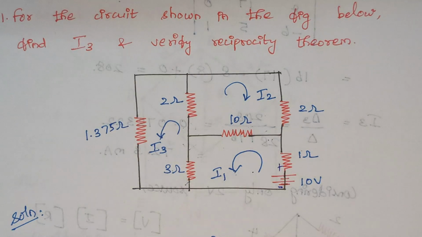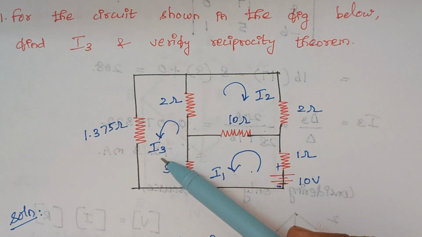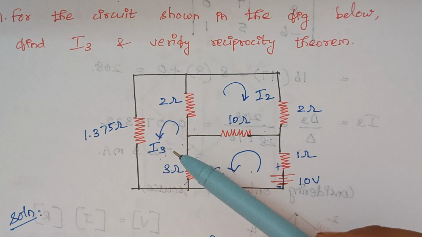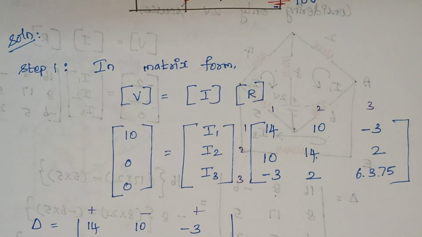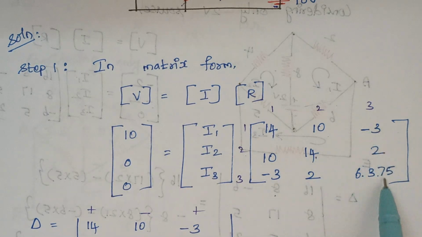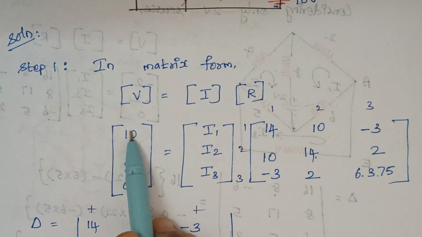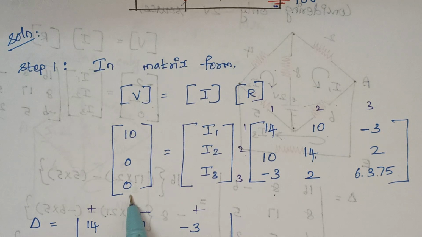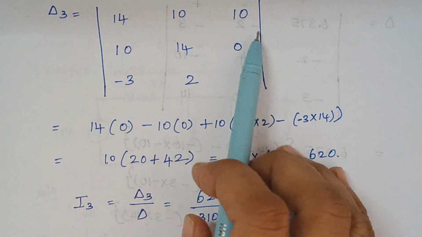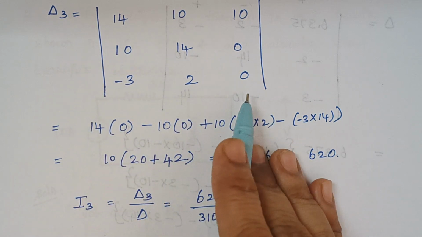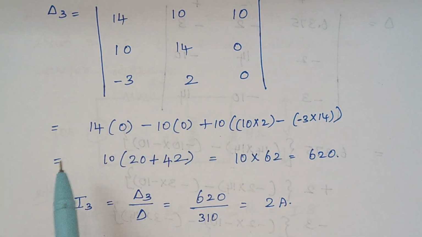Here we are asked to calculate the value of I3, right? Therefore here the next step is we are going to calculate the del 3 here. So how to calculate del 3? First, you have to frame matrix for del 3. That is, you have to replace this third column with this voltage values, right? So here we had framed del 3, right? So now just calculate the value of del 3.